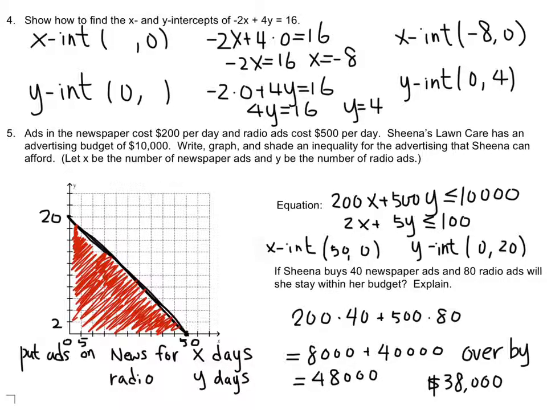Number 5. The word problem applications for inequalities. Ads in the newspaper cost $200 per day and radio ads cost $500 a day. Sheena's long hair has an advertising budget of $10,000. Write, graph, and shade an inequality for the advertising that Sheena can afford. Let X be the number of newspaper ads and Y be the number of radio ads. So again, I'm emphasizing when you are trying to write an inequality, make sure you name your variables correctly and accurately to represent the information you are looking for. So X is going to represent the newspaper ads she's running.